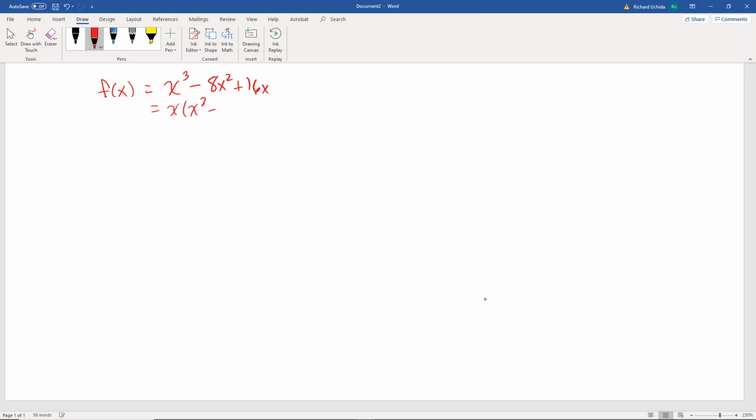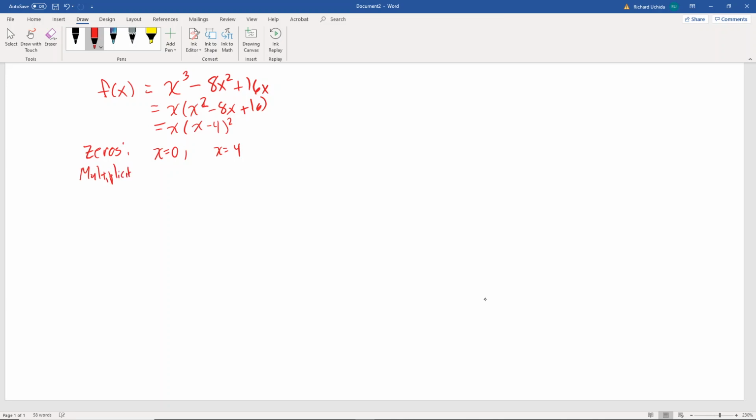So that would be x times x squared minus 8x plus 16. And that actually does factor to x minus 4 times x minus 4, so that'll be x minus 4 squared. So that's the polynomial function in factored form. So our zeros in this case, well, we have x times x minus 4 squared. So x is one of our factors, so setting that equal to 0, we get x equals 0 is one of our zeros. And then also setting x minus 4 equal to 0, we get x equals 4 is another one of our zeros.